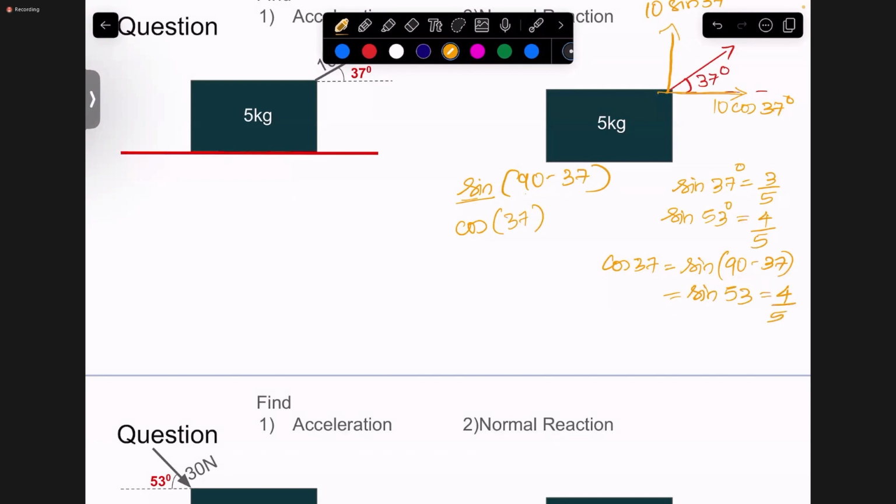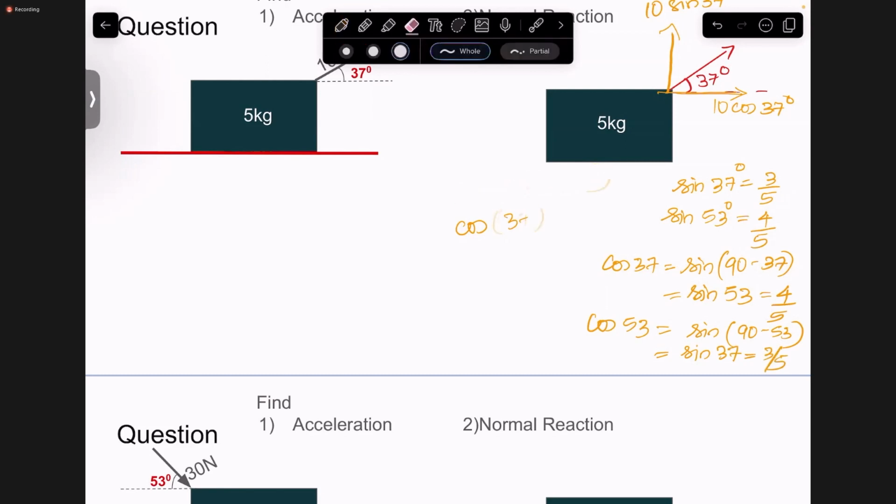So cos 53 can be written as sine 90 minus 53, which is equal to sine 37, which is equal to 3 by 5. So these numbers, you have to remember.